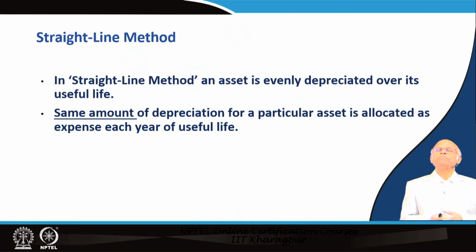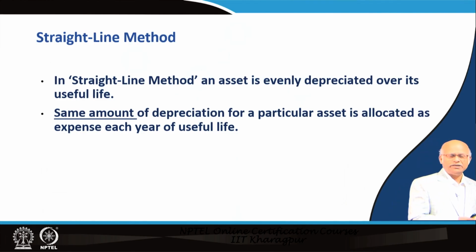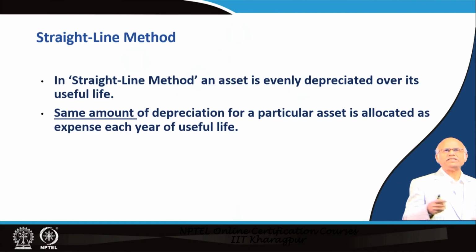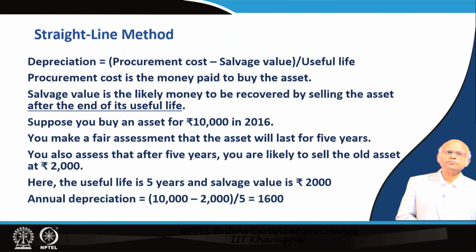Next year again you allow 10,000 as depreciation. For next year the original book value is 40,000 and you allow 10,000. So, the book value at the end of the second year becomes 40 minus 10, that is 30,000 rupees, and the like. So, here is the example, it is a very simple example.